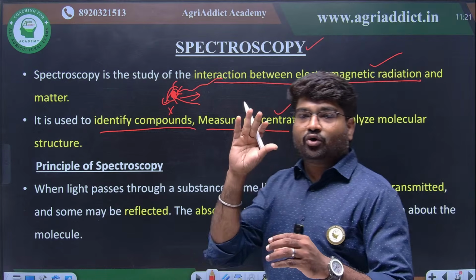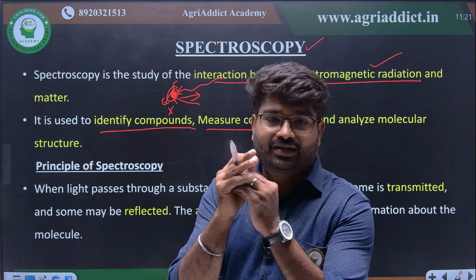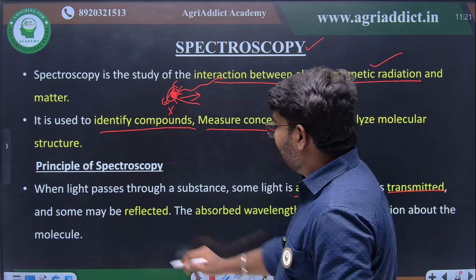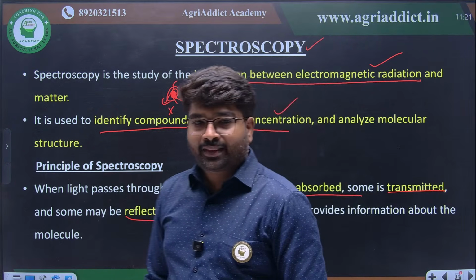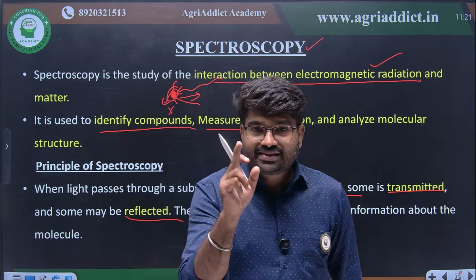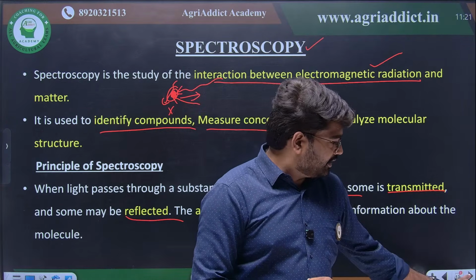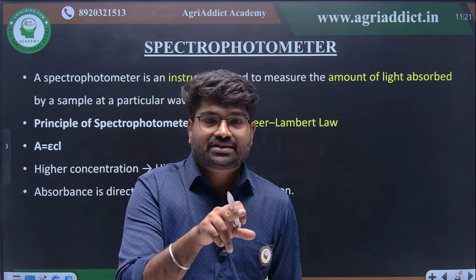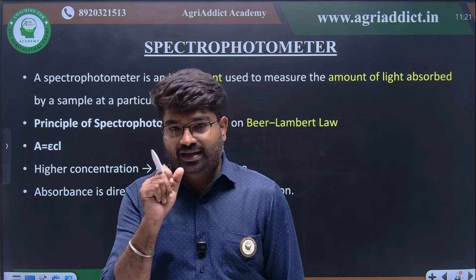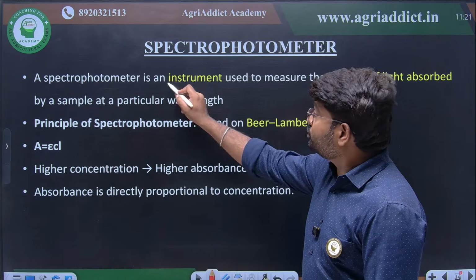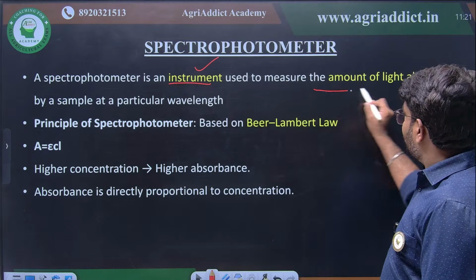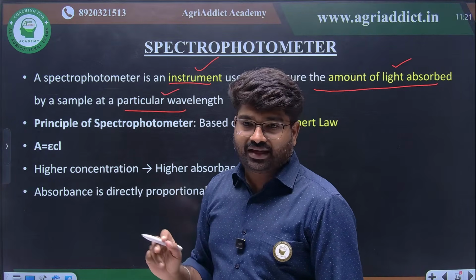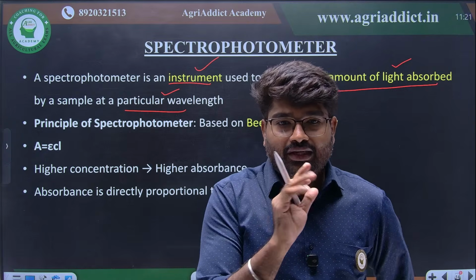If an electromagnetic radiation interacts with matter, some of the light will be absorbed, transmitted or reflected. This is the basic principle. So this is spectroscopy. The instrument used for this spectroscopy is known as spectrophotometer. Clear? A spectrophotometer is an instrument used to measure the amount of light absorbed by the sample at a particular wavelength.